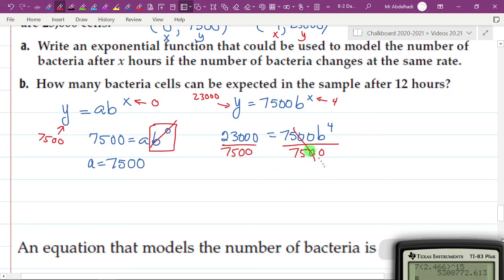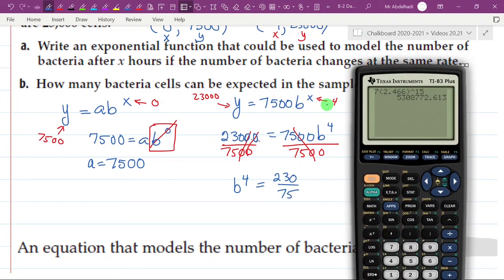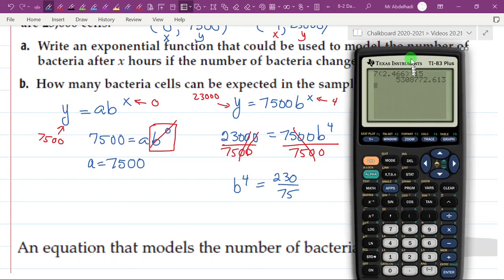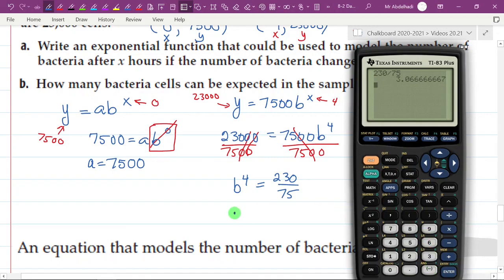That cancels out. And right away I can see that this 0 will cancel out this 0 and this 0 will cancel out this 0. So you have 230 over 75 now. And we'll flip it around: b to the 4th equals 230 over 75. Or you can just leave the zeros on and use the calculator with that. It doesn't matter. Either way, you're going to get the same answer. So what is 230 divided by 75? We get 3.06 repeating, right? So b to the 4th is going to be that.